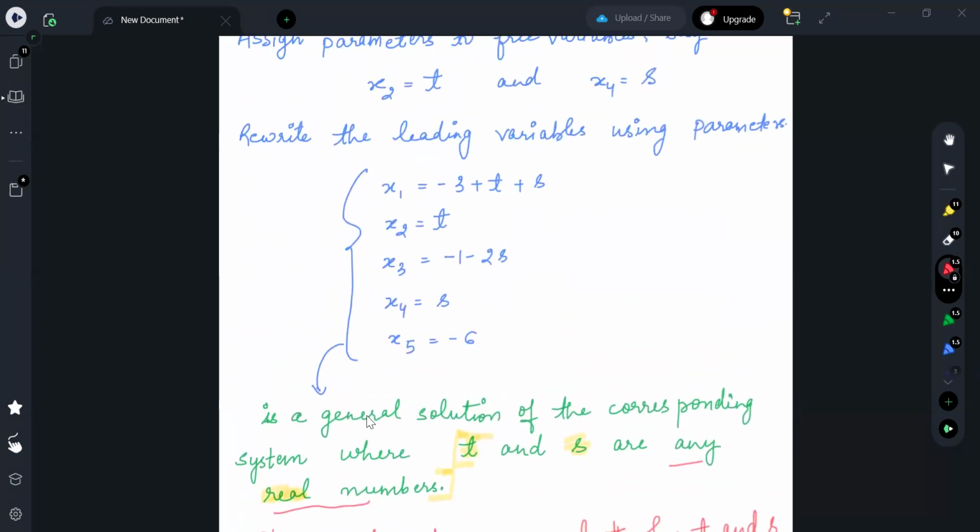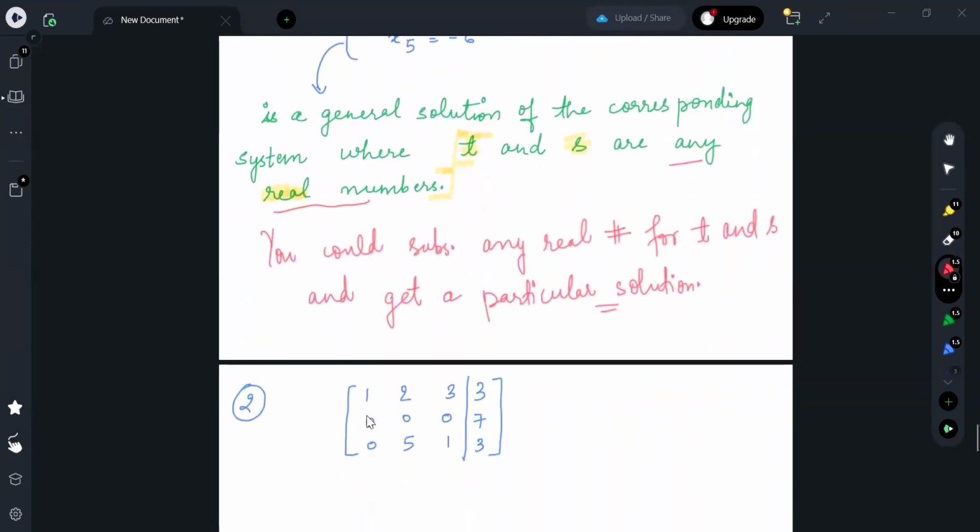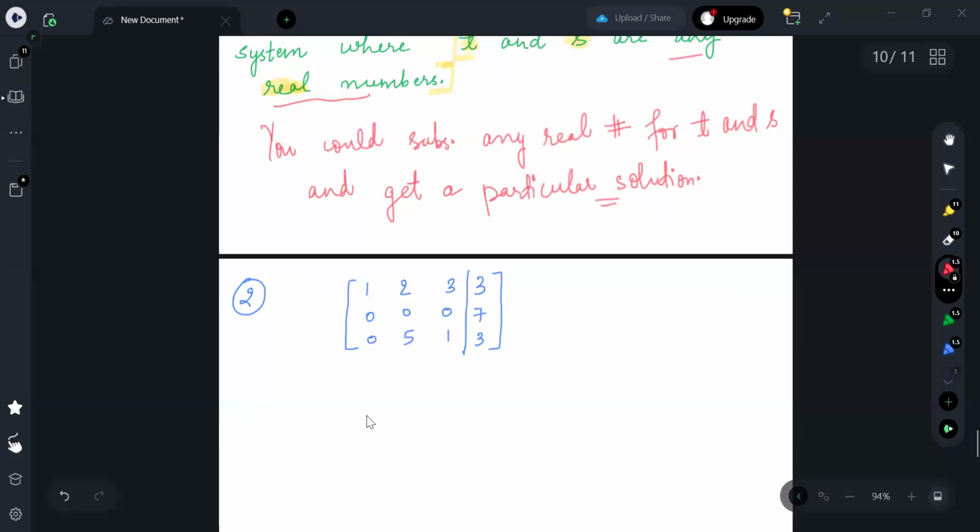For example, if I pick t to be 0 and s to be 0, then x1 would be negative 3, x2 would be 0, x3 would be -1, x4 would be 0, x5 would be -6. And so on. For different values of t and s, you will get different particular solutions. And hence, because there are infinite choices for t and s, there are infinitely many solutions. Okay, so now that we've handled this case, let's move on to the next possibility.